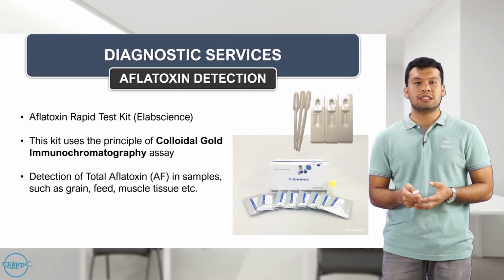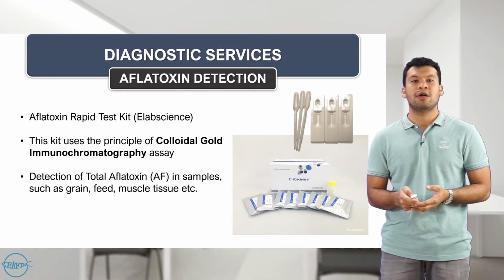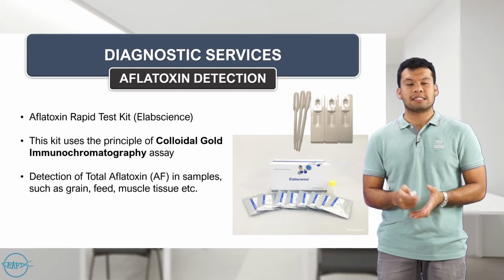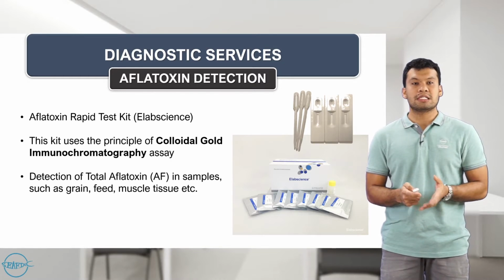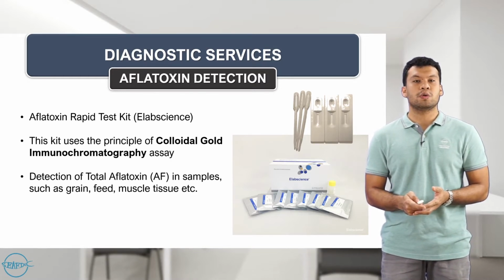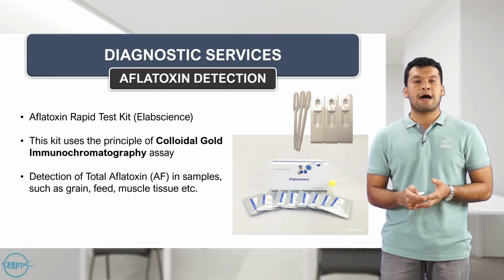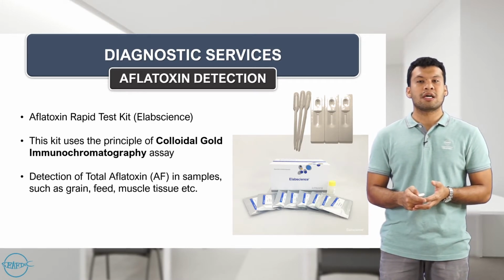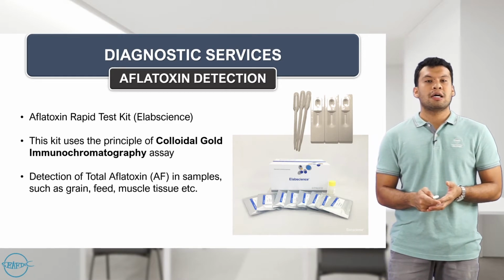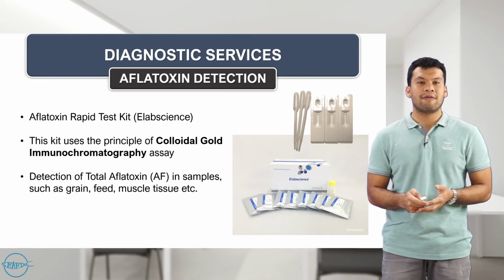Then for aflatoxin detection, we have the aflatoxin rapid test kit from eLab Science. This kit uses the principle of colloidal gold immunochromatography assay. This is usually an antigen-antibody interaction that is specific for your aflatoxin.